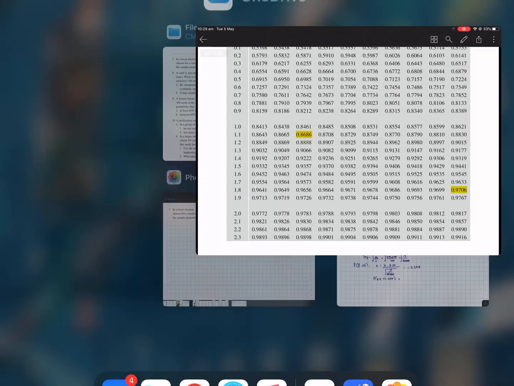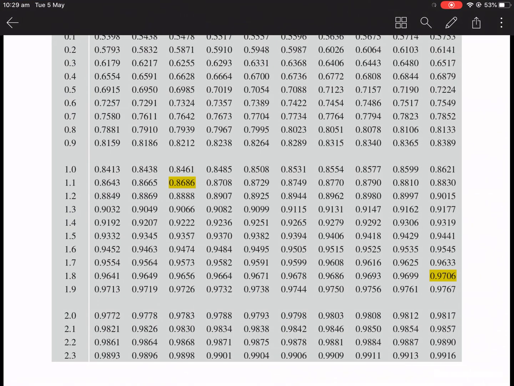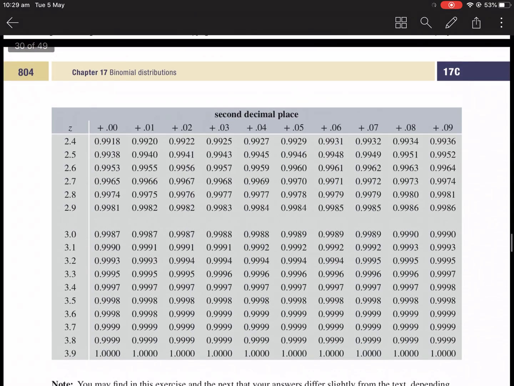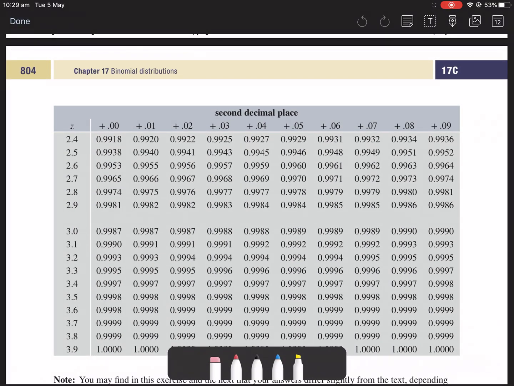Okay. And I've already forgotten 2.294, so 2.29. So 2.294, 0.9984.